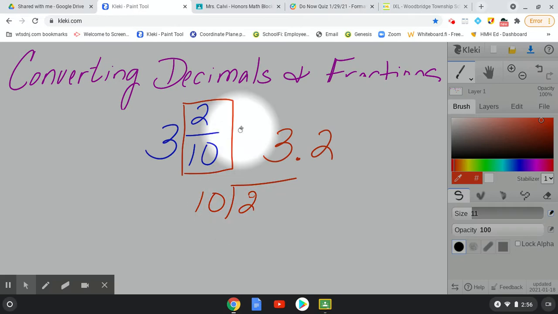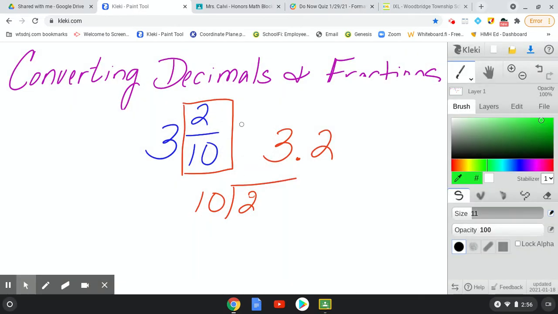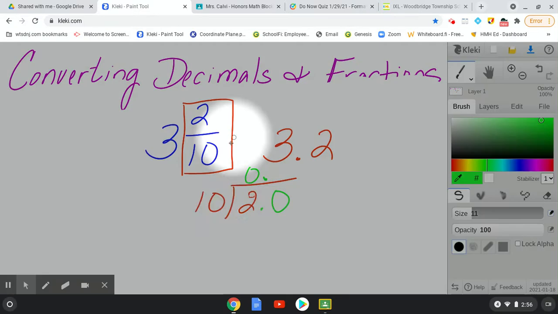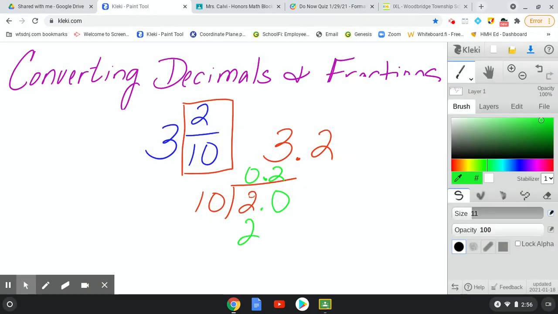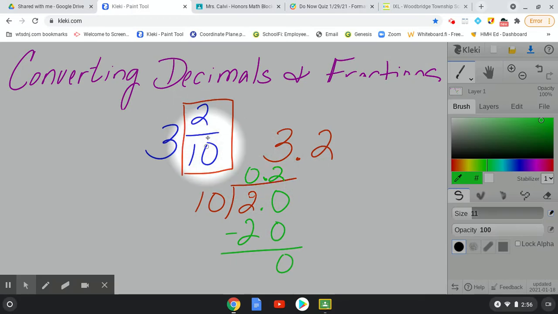Well, 10 cannot go into 2. It goes in 0 times. I'm going to add a decimal and a 0, bring my decimal right up. 10 goes into 20 exactly 2 times. 2 times 10 is 20. I'm down to 0. So now this, the 2/10, is equivalent to 0.2.